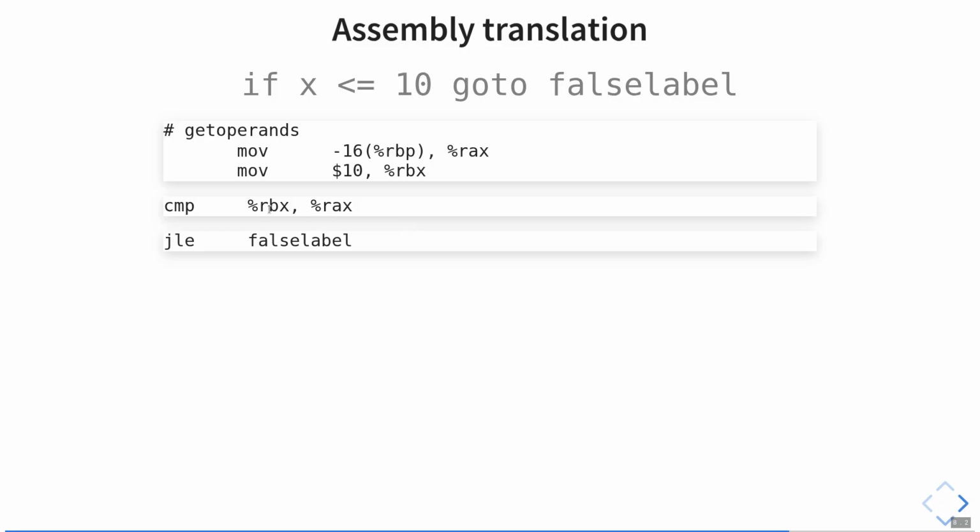So now if the result we find is less than or equal to, then we branch to the false label. And then for the assignment, we just do what we've done before. We move this immediate value into the A register, move the A register into the value of X.